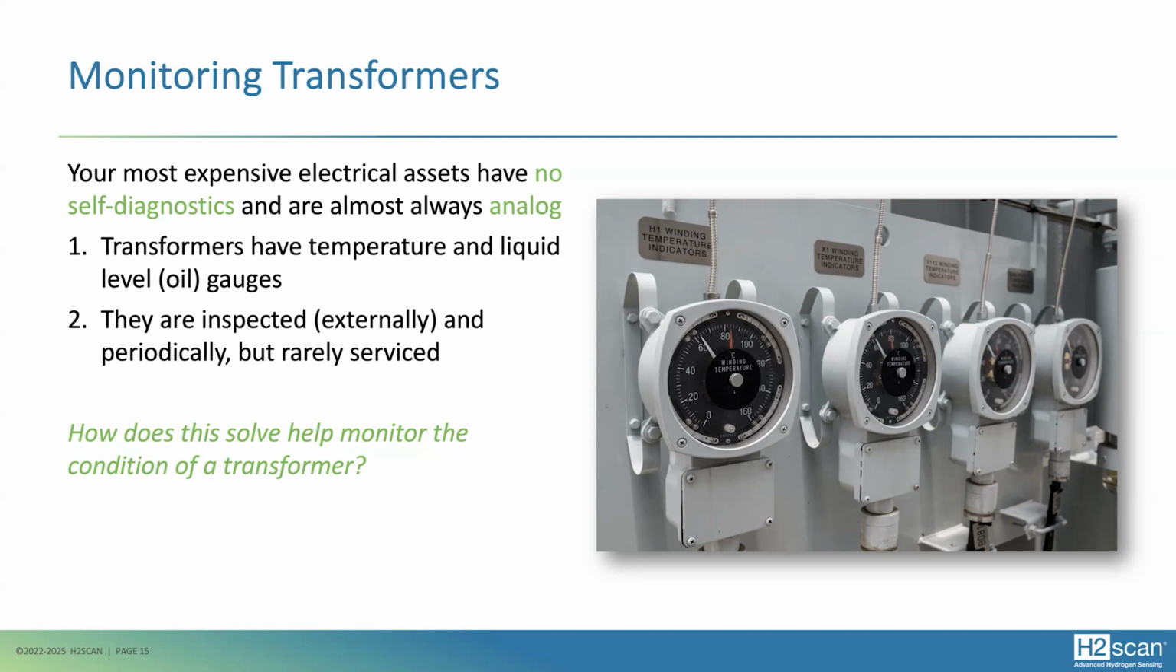So you do have the advantage. Industrial entities usually have the advantage of taking their transformers offline for maintenance. If you work for a utility, you know that's more difficult. But they are inspected, and that's certainly not monitored. And they're very rarely serviced, so you don't actually know what's going on inside in most cases.